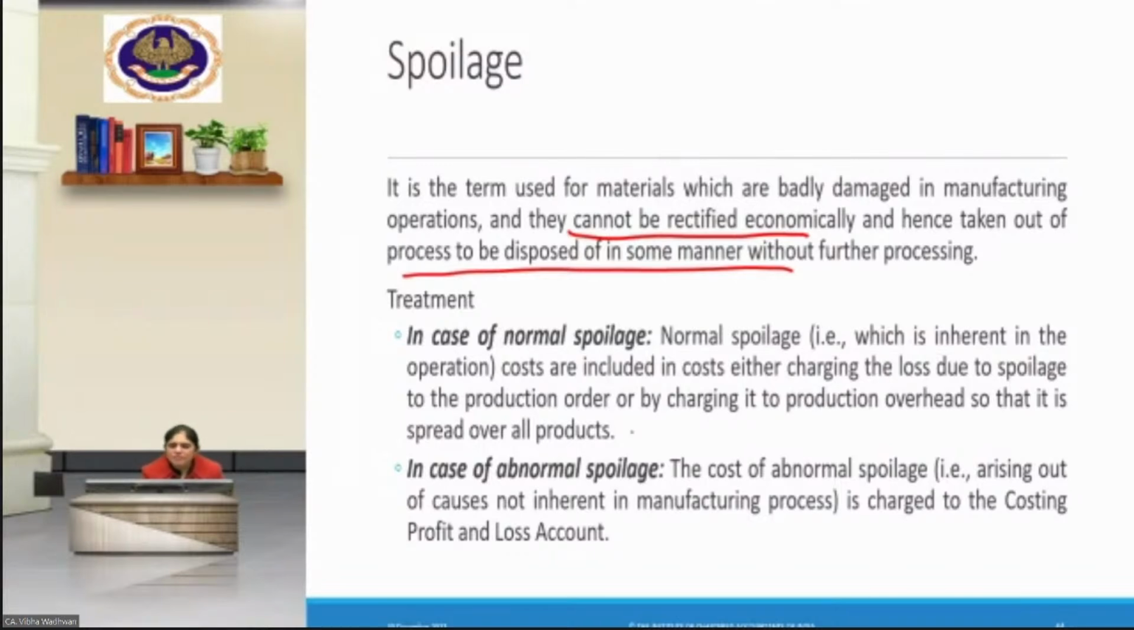Normal spoilage again will always be charged to the good units, and abnormal we always take to the profit or loss account. So the basic fundamental is the same. Normal spoilage has to happen, so we have to take it into consideration. But abnormal should not affect the cost of production.